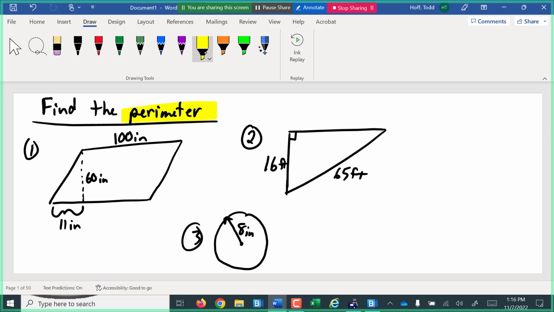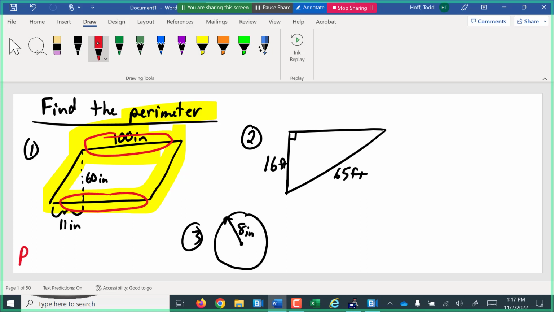Okay, so for these first three, we're finding perimeter. Perimeter is just the distance around. So for number one, we'd have to add up the four sides. We have 100 inches here and 100 inches here. We need to know the length of those sides. Well, this is simply a right triangle. It's 11 and 60. Both of those are the legs.